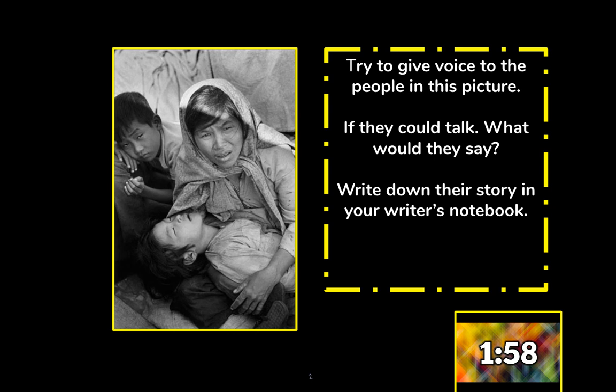About 2 minutes left to write down your character's story from their perspective. If they could talk, what would they say? You can even add in any of their actions or their feelings or thoughts, because we know that's how to develop a really strong character.